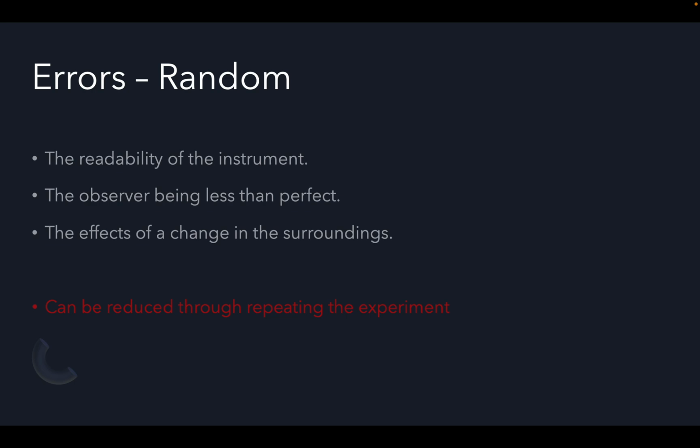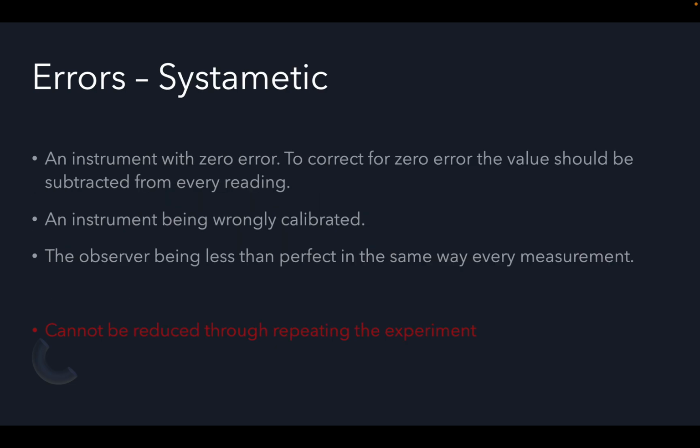First is random, and second is systematic. The random error is caused because of the readability of the instrument, or the observer being less than perfect, or the effects of a change in the surroundings. And this can be reduced through repeating the experiment. The systematic error arises because there's an instrument with 0 error, and to correct for 0 error, the value should be subtracted from every reading.